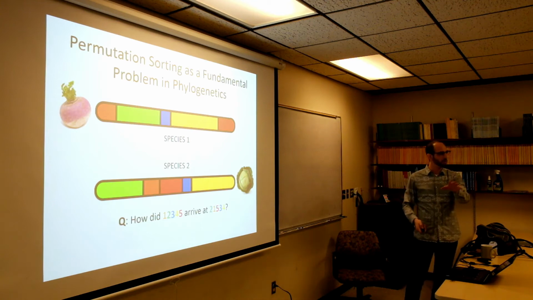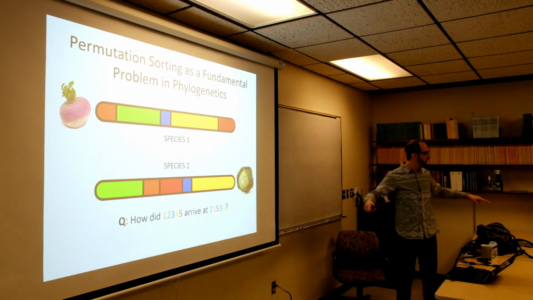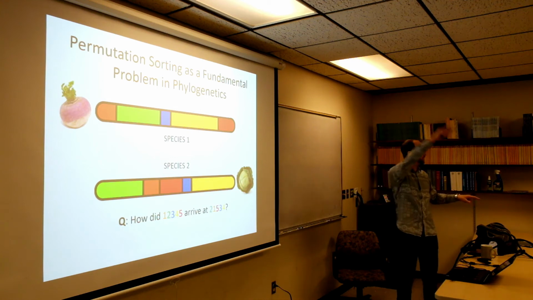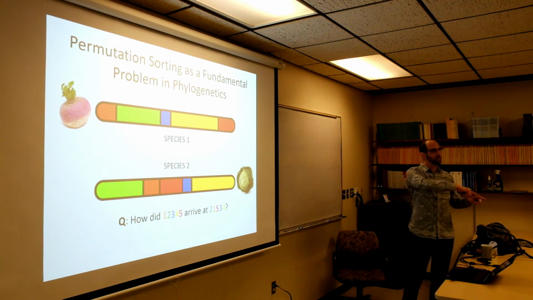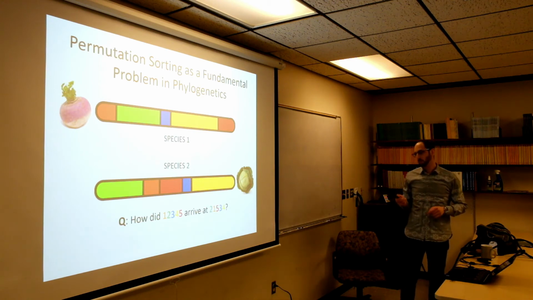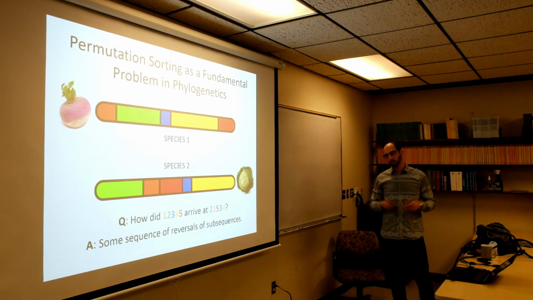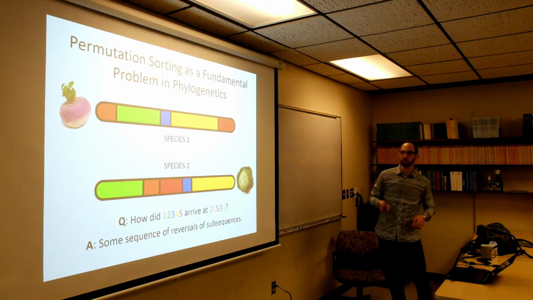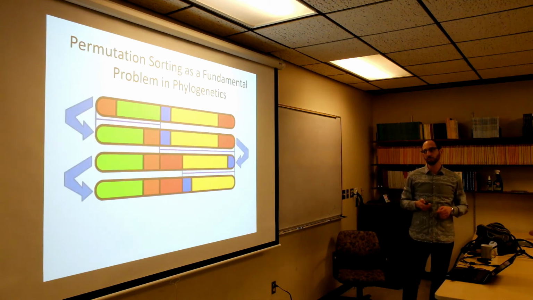Cabbages didn't evolve from turnips. But there was some organism that evolved into both, and so there's some sequence of transformations that'll get you from one to the other. And trying to minimize the length of that sequence gives you a reasonable approximation of the distance between the two genomes. So, like I said, some sequence of reversals of subsequences actually was the thing that got you from one of these genomes to the other.